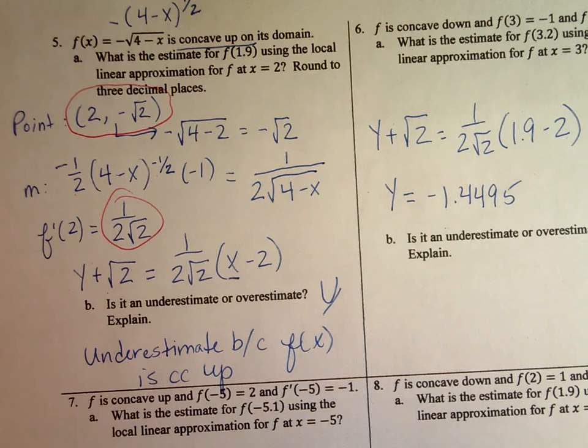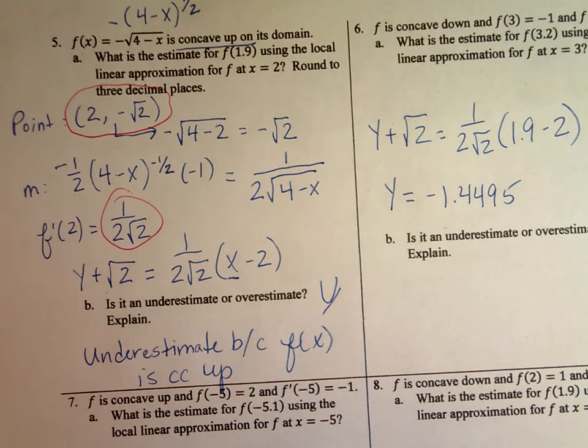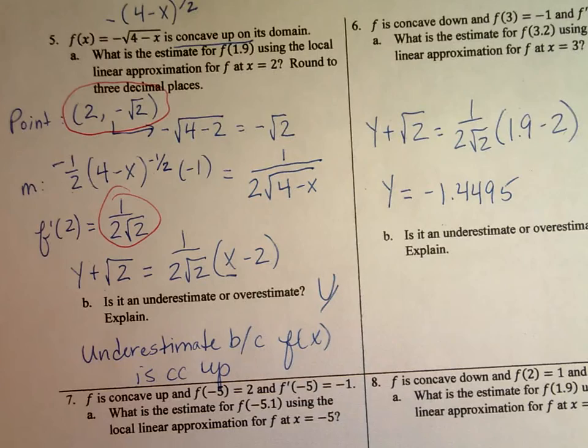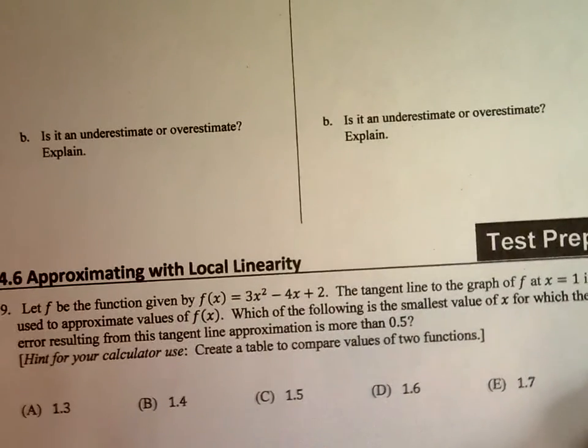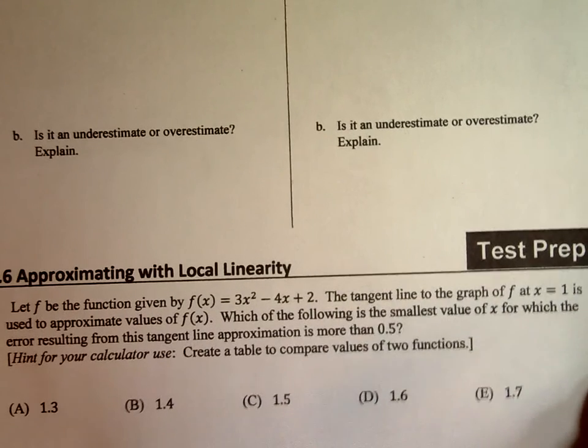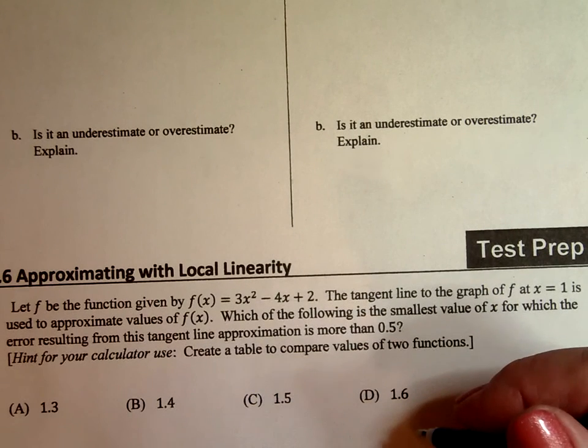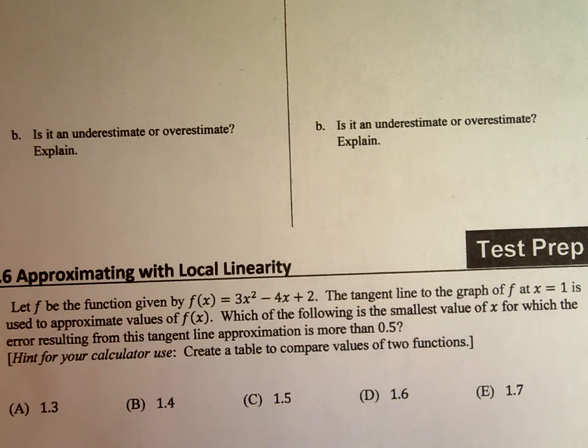And the last one I want to do is number 9 because I find it to be really goofy. It's one of your test prep questions, and I don't know that you would get it in the way that it's worded. So don't want you stressing. Here we go. Let f be the function 3x squared minus 4x plus 2. The tangent line to the graph of f at x equals 1 is used to approximate values. Isn't that what we've been doing this whole section? Using the tangent line to approximate values?